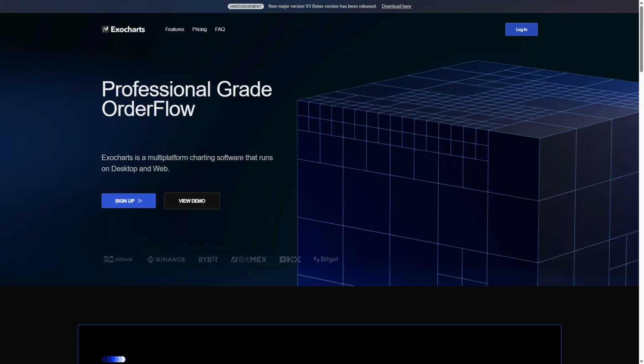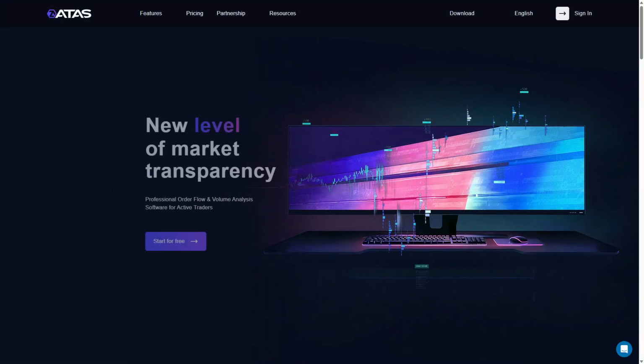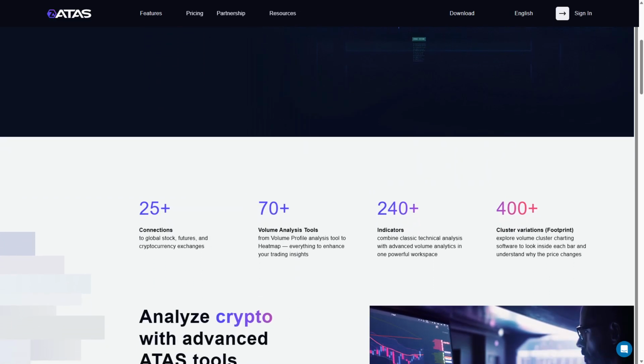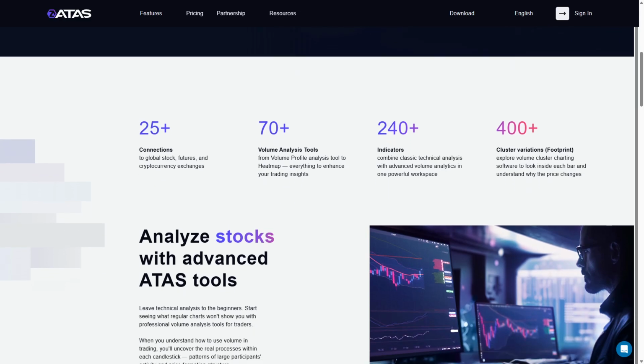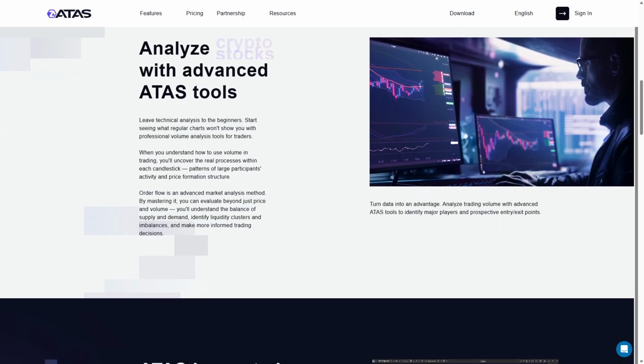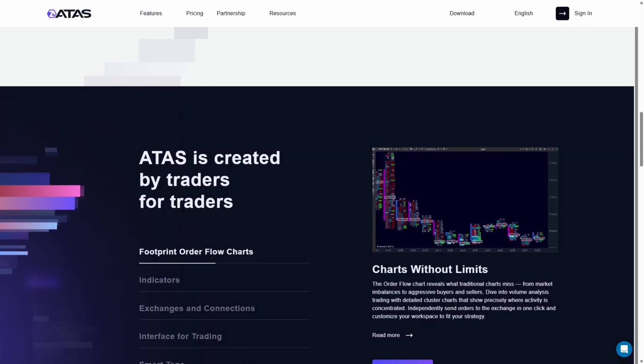The core difference lies in the user interface and data presentation, with ATAS focusing on detailed volume analytics and Exocharts emphasizing intuitive visual clarity. ATAS is a comprehensive order flow platform that specializes in advanced volume analysis and footprint charts. It processes market data by aggregating trades and displaying detailed volume profiles, delta, and bid-ask imbalances. Traders benefit from its customizable charts and integrated tools like volume clusters and time and sales.